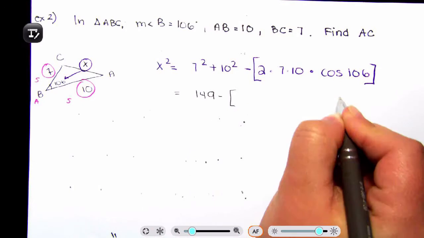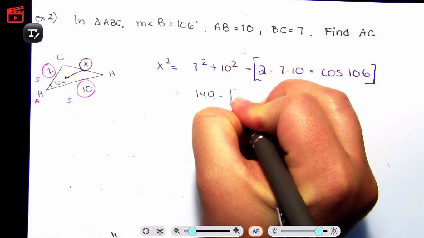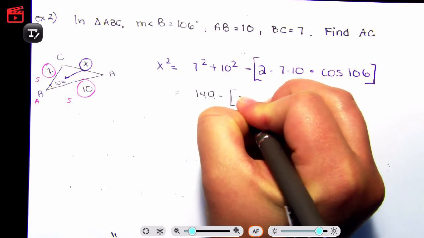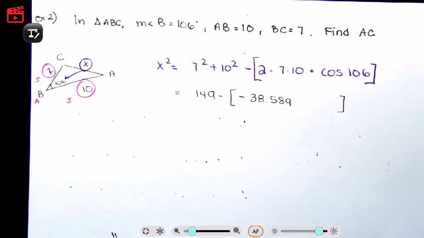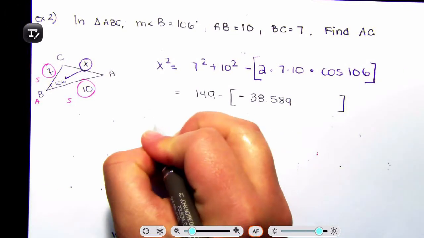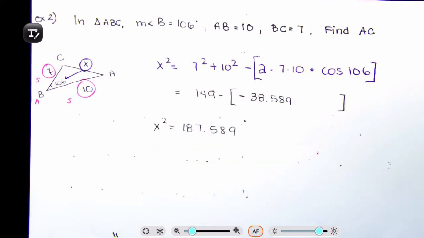We're going to subtract all of that, and I'm just going to type all of that into my calculator. 2 times 7 times 10 times cosine of 106. Make sure your calculator is in degree mode. And that's actually giving me a negative, 38.5892298144-ish. So I'm going to say 149 minus a negative 38.5892298144-ish, and that's going to give me x squared is 187.589229-ish. So we're going to take the square root of that.